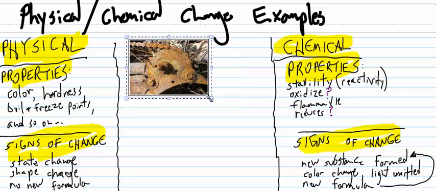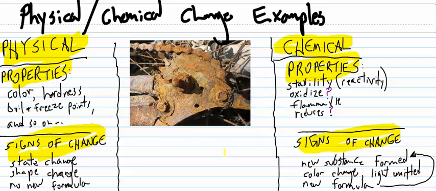Here is somebody left their bicycle out and it got all rusty. So what do you think this one is? You think this is a chemical change or a physical change? Well, let's see here. New substance formed. Yes, we got rust. We had iron or steel or whatever, and now we have rusty steel. Color change, it was grayish metal, and now it's reddish brown. New formula, yes, we do have a new formula.